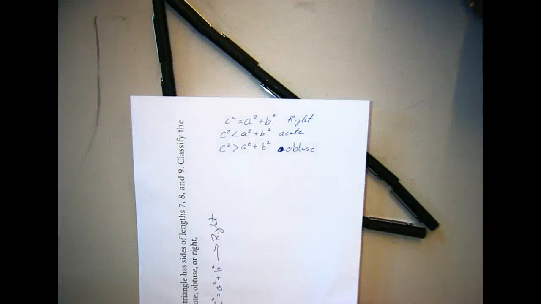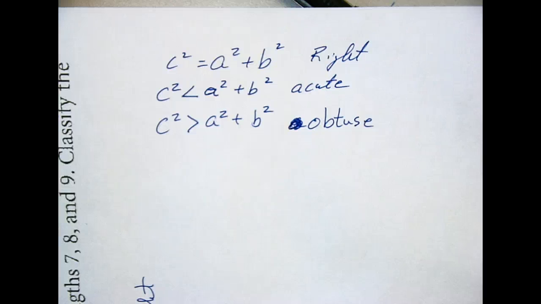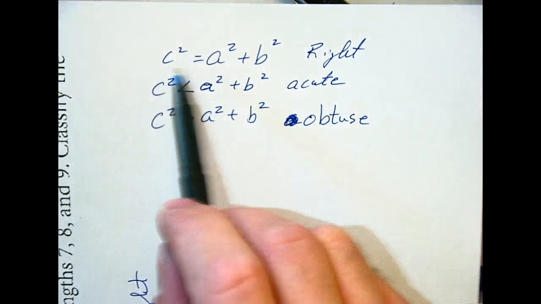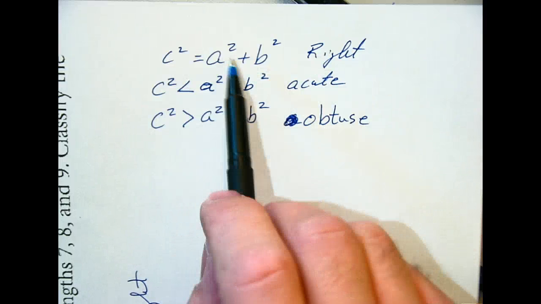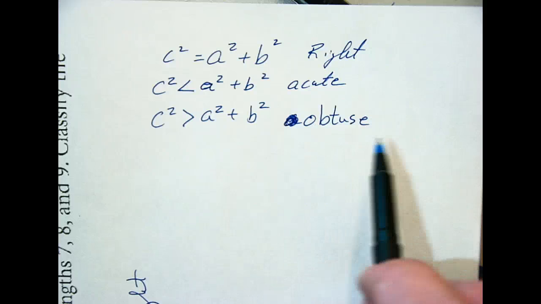So what are we basing all of our stuff off of? What side? We're comparing c. If c squared is equal, it's right. If it's less than, it's acute. If it's greater than, it's obtuse.